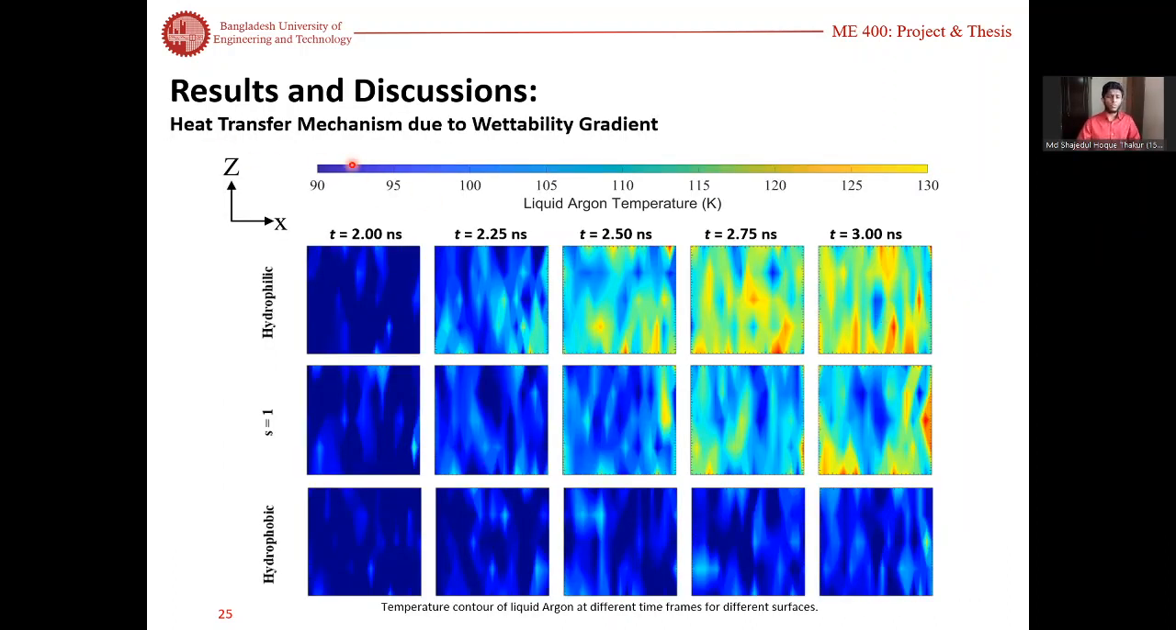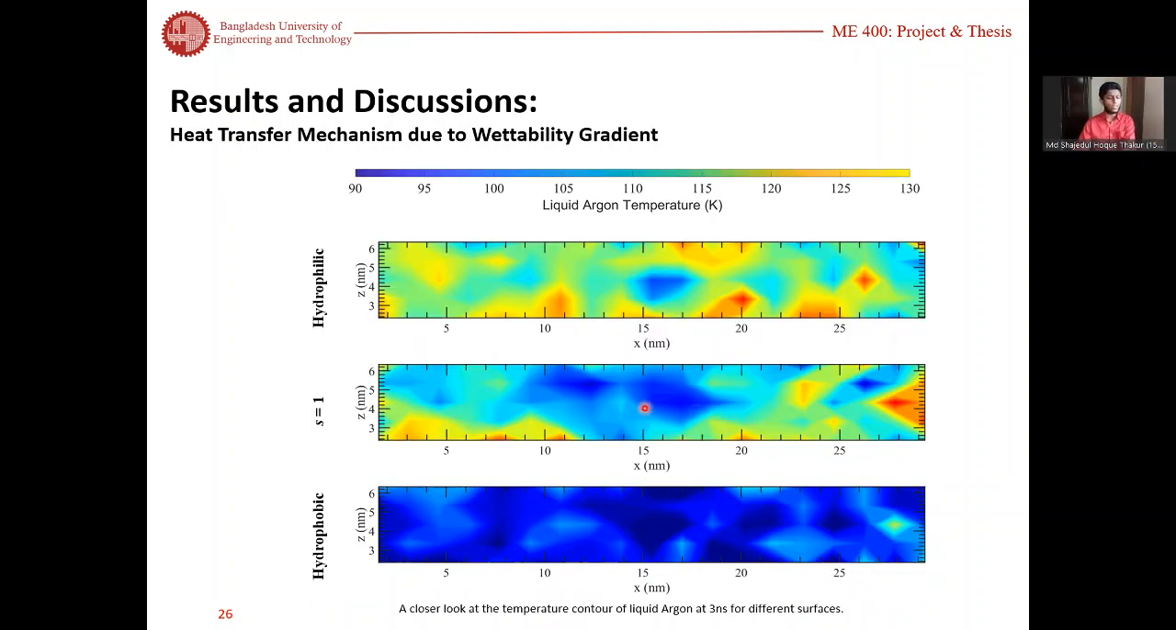To explain this, we look at the temperature contour over the surface, and we see that for the hydrophilic, the surface heats uniformly, and so for the hydrophobic. However, for S equal to 1 or S equal to 5 surfaces, we see some temperature gradients on the surface. If we take a closer look at the contour, we will see there are some local spots of hot and cold next to each other, which is due to the hydrophobic and hydrophilic atoms being next to each other on the surface of SFGW.